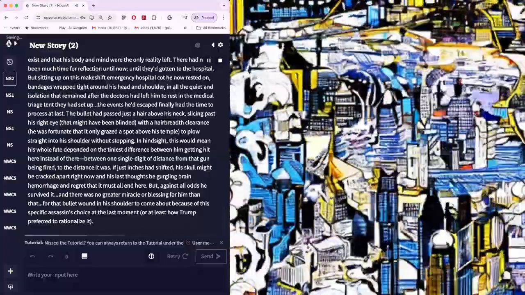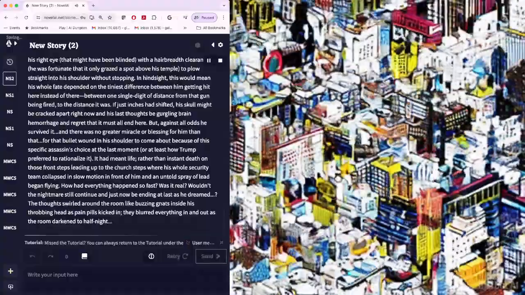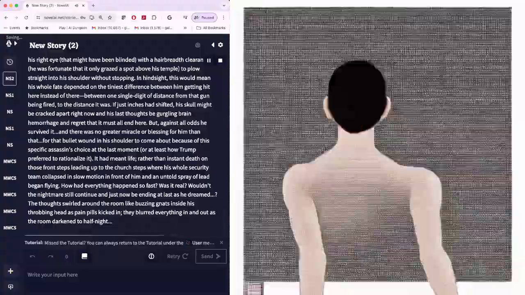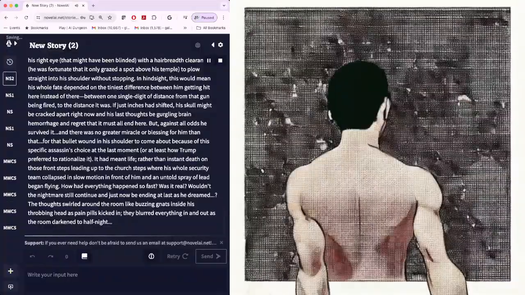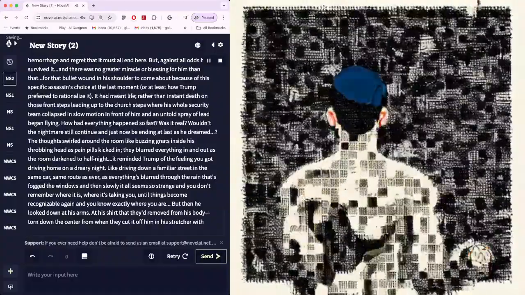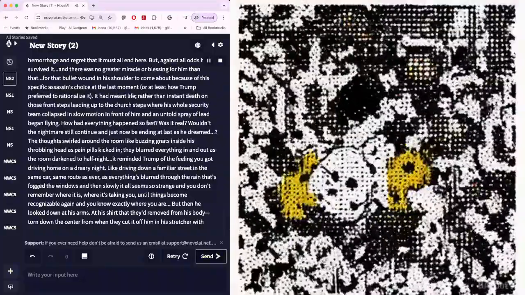For the bullet wound in his shoulder to come about because of this specific assassin's choice at the last moment, or at least how Trump preferred to rationalize it. It had meant life rather than instant death on those front steps leading up to the church steps where his whole security team collapsed in slow motion in front of him and an untold spray of lead began flying.